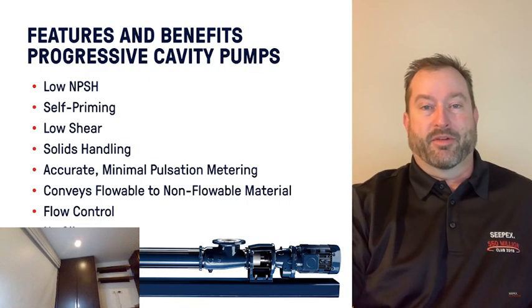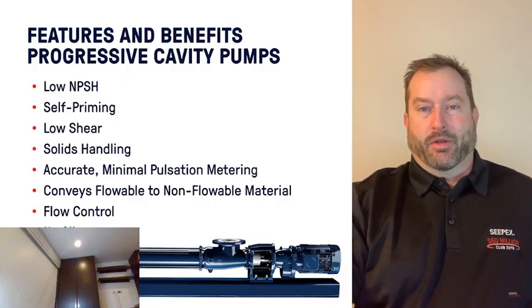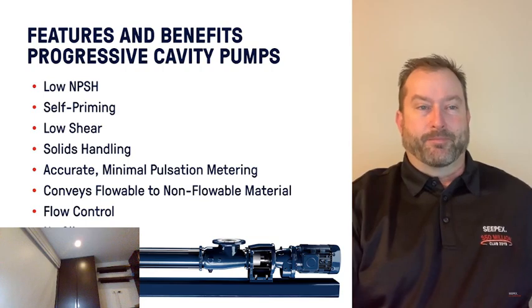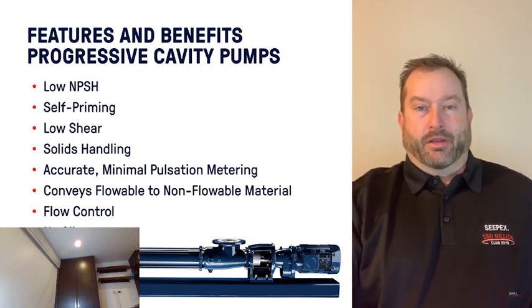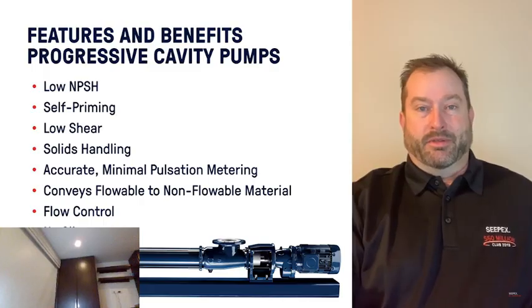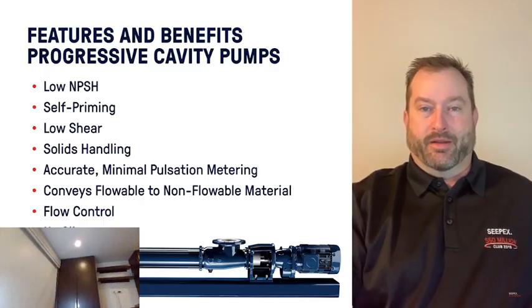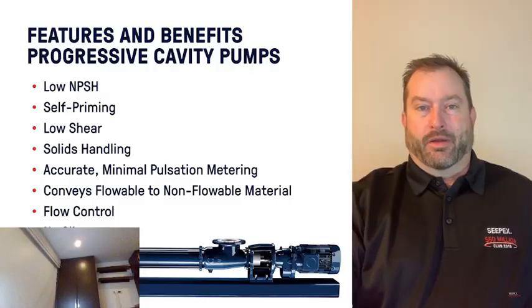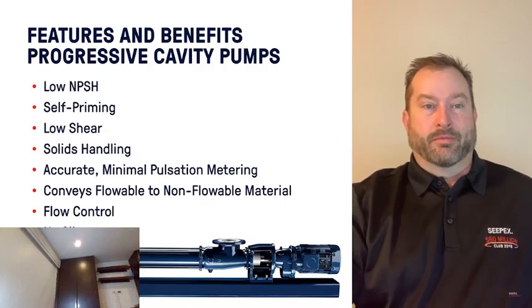The pump can be self-priming. So if you had a below grade tank and you needed to pull liquid from below ground up into the pump, you could do that with a progressive cavity pump. They have very low net positive suction head requirements. So if you had a tank that had a very low level or a long section of suction line, you can actually use these pumps in those applications.